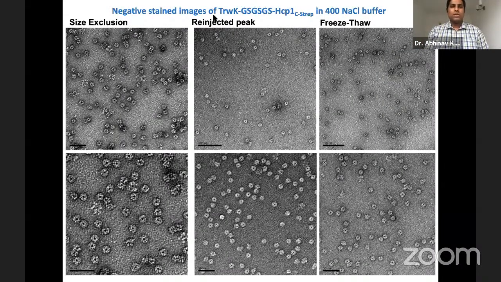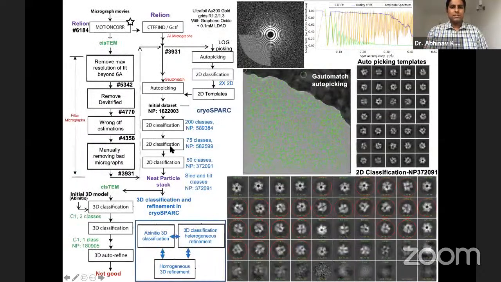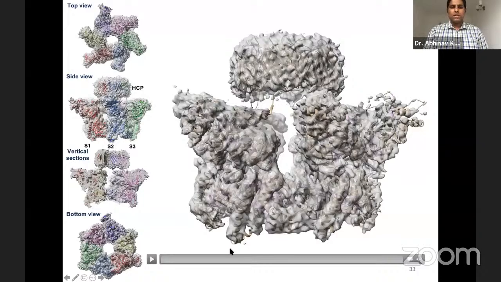So by cryo, what I mean is to basically vitrify those samples, as I showed you in the animation before. And then you can have those molecules embedded in vitrified ice, which you can collect images on. So this is one of the data sets that we collected on this sample. And then there were lots of complex processing steps, which I would not like to talk about today, after which you can basically get a three-dimensional map, which you can then use to build the structure of the ATPase. So this is for the B4 ATPase.